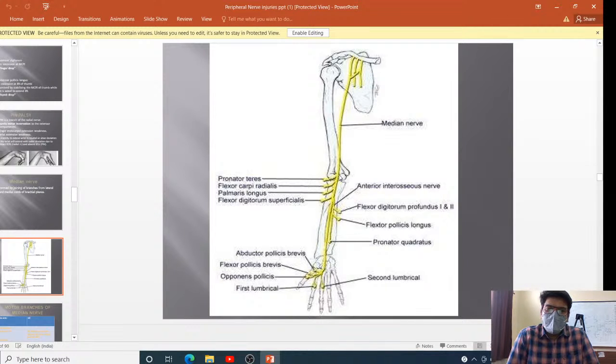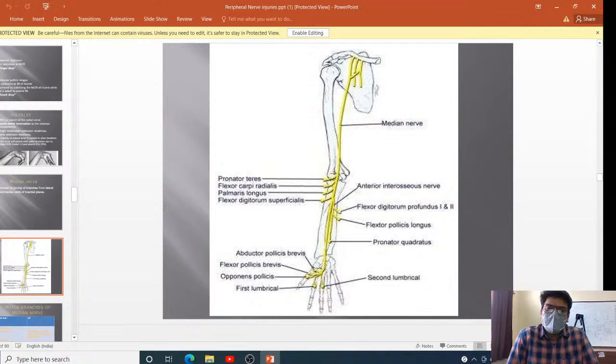The deep branch of the median nerve is the anterior interosseous nerve. The anterior interosseous nerve supplies the flexor digitorum profundus, flexor pollicis longus, and all the thenar muscles of the hand. Thenar muscles are: flexor pollicis brevis, abductor pollicis brevis, opponens pollicis, adductor pollicis.